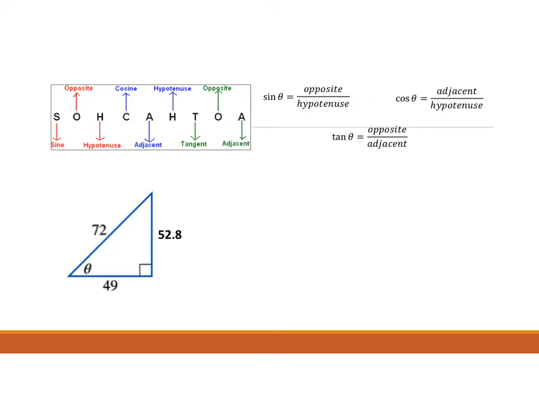We know that the hypotenuse is always opposite our right angle, so this value of 72 is my hypotenuse. For the other two, the opposite and the adjacent, I'm going to use this reference angle as a point. So the side length that's opposite theta is this one here, 52.8, and the adjacent can be thought of as the leftover side, or else you might like to think of it as the side next to. So the word adjacent means next to.